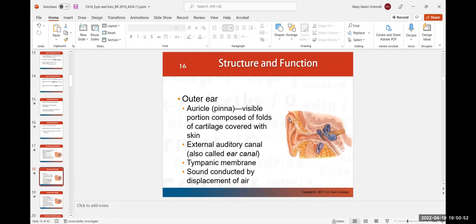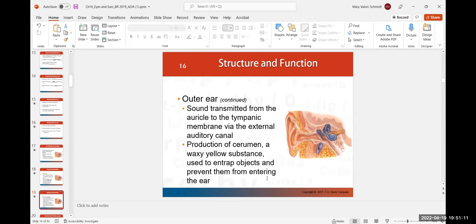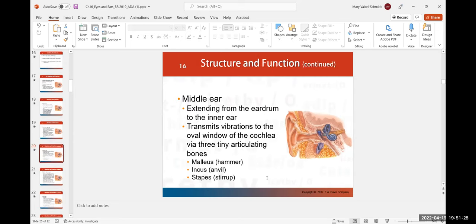So the outer ear, you have the auricle, which is the part of the ear that you can see. The external auditory canal, which you can see also. If you have an otoscope, and sometimes even without an otoscope, you can visualize the tympanic membrane, and it conducts sound by the displacement of air, and it sends signals to the brain, right? So the sound gets transmitted from the auricle to the tympanic membrane. And also there's something called cerumen, which is wax, right? Basically there is a protective mechanism. So it keeps things out of your ears, right? It protects your ears.